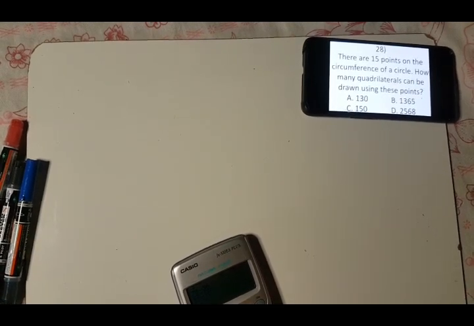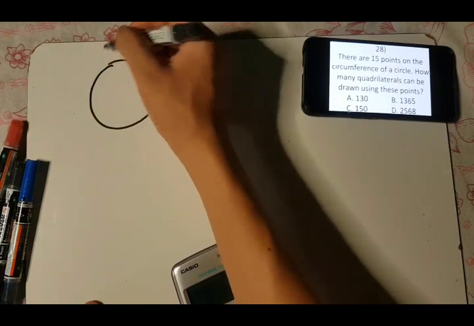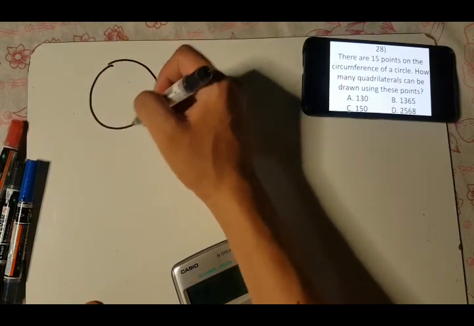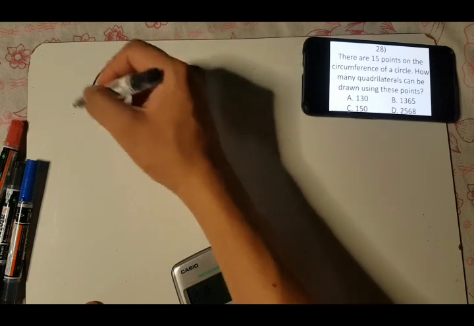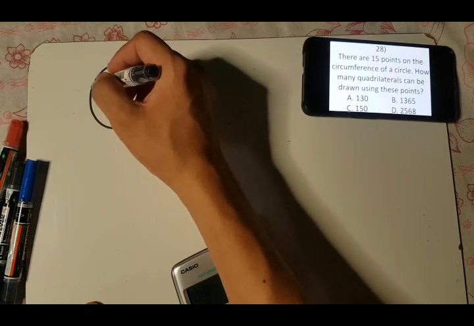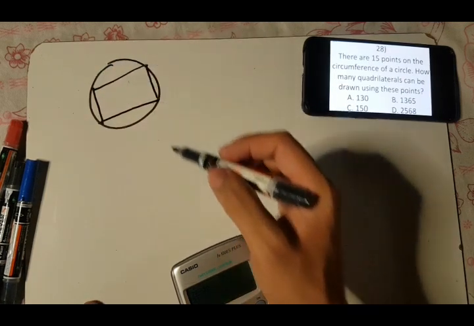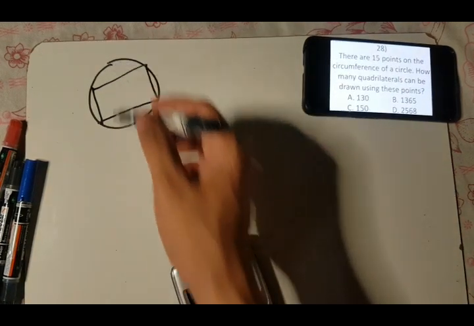There are 15 points on the circumference of a circle. How many quadrilaterals can be drawn using these points? So, imagine nyo na lang itong si circumference. Tapos, meron kang 15 points around the circle. This is the circle. Tapos, yung circumference niya may 15 points. Tapos, magdodraw ka ng mga quadrilaterals. So, ilang quadrilaterals daw kaya ang mapaform mo rito?